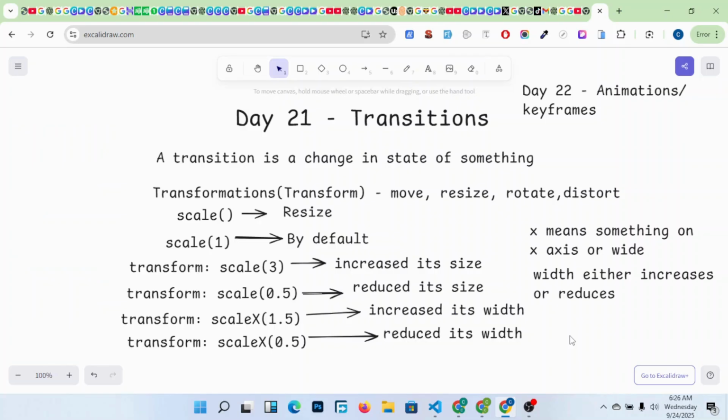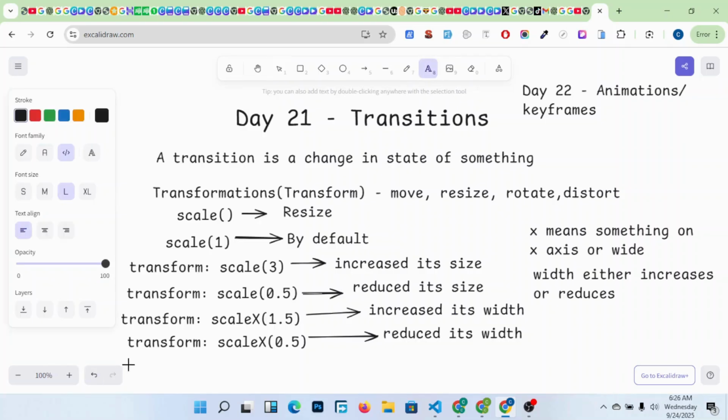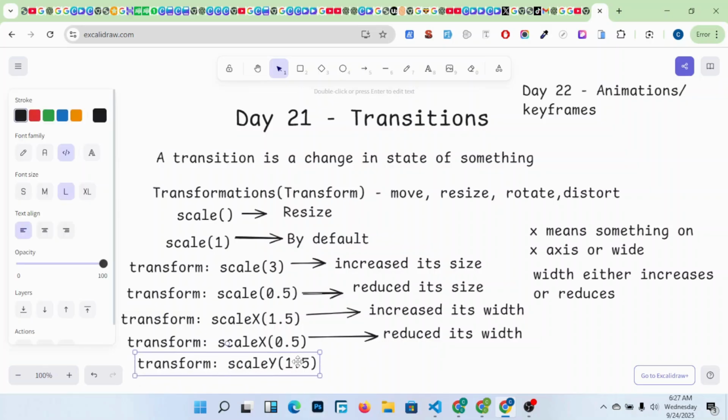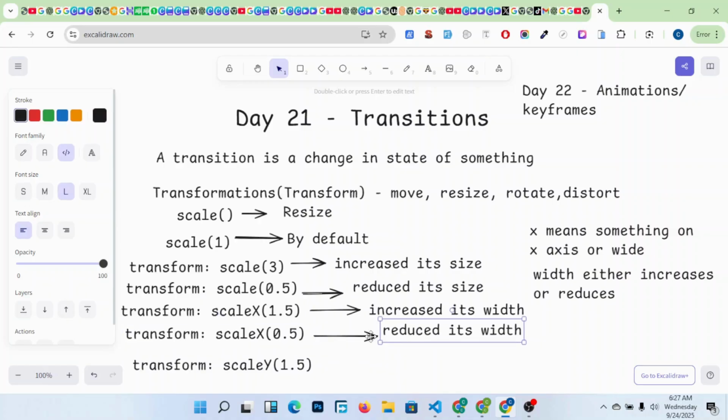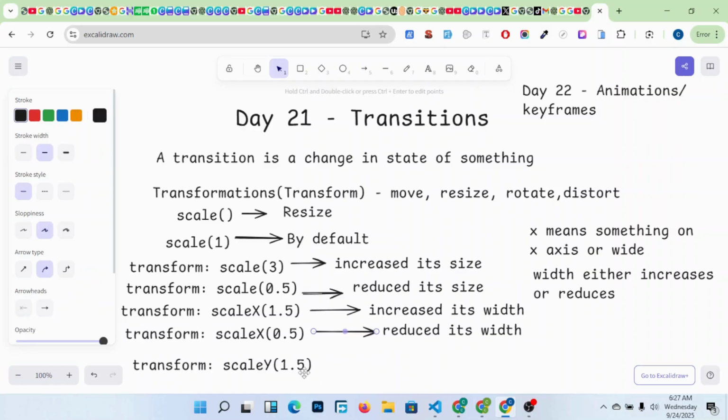Okay? So if I come here and say, for example, transform, then I say scale Y, then I say 1.5. Okay, so scale Y 1.5, what does this mean here? What does this one mean?